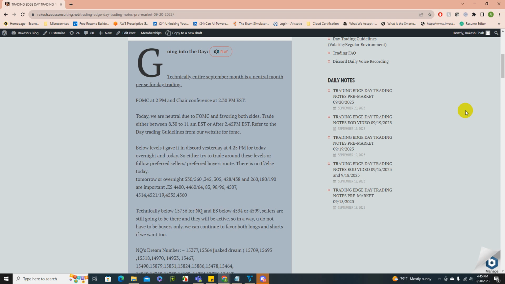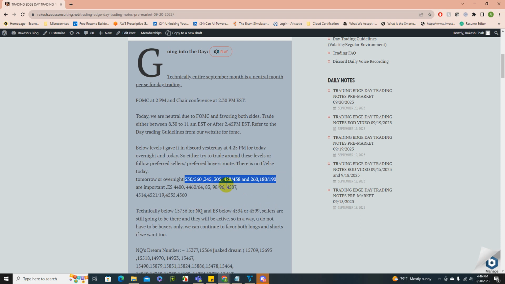This is for members. Okay, so below levels, which I gave in Discord yesterday around 4:25 p.m. for today, coming into today or overnight, so either try to trade around these levels or follow the preferred sellers, preferred buyers route. There is no if-else today. These are the levels for overnight and for today's RTH price action. So here for NQ you can see these are the levels, and you can basically only try to trade around these levels.